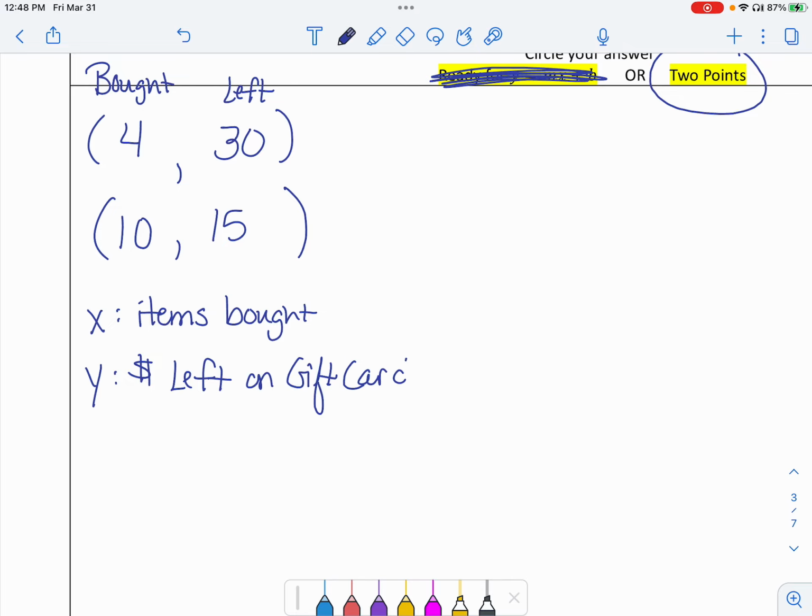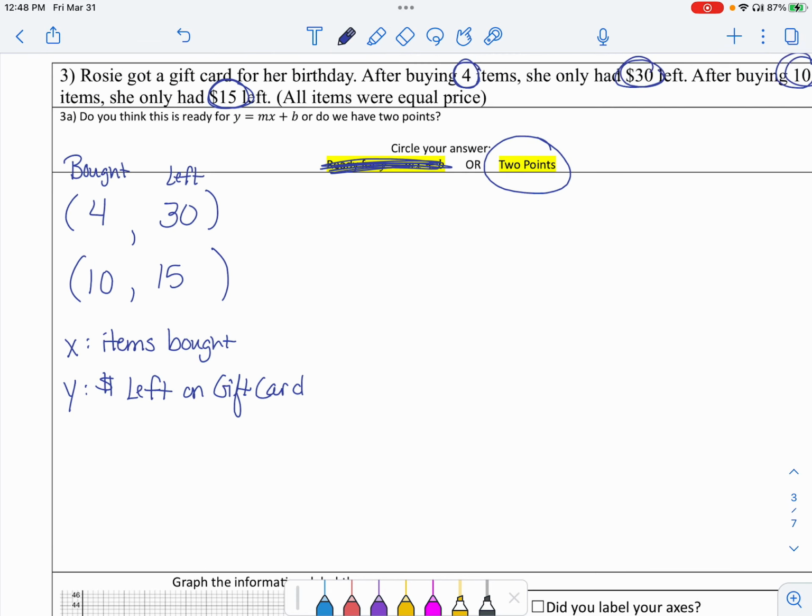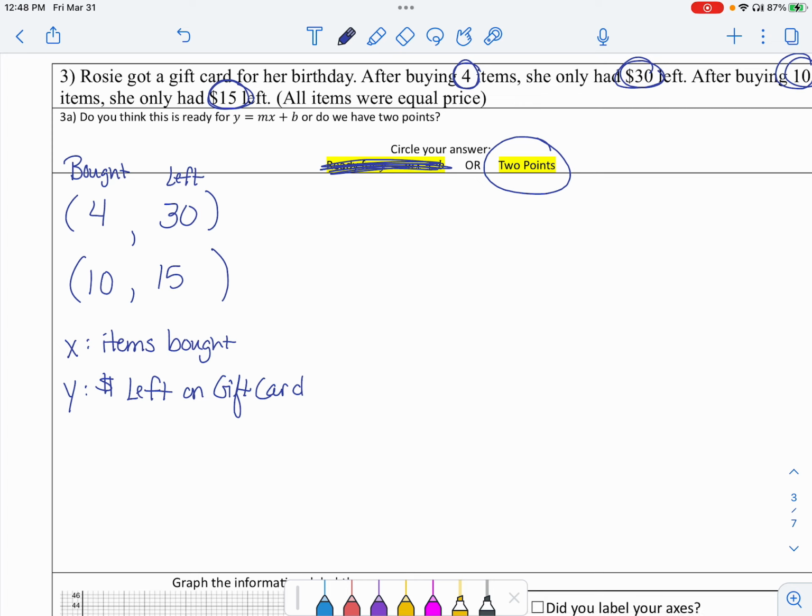Rosie's my daughter, by the way. And I mean, that's not true, but I don't know. I saw it. I was typing this beside her, so I used her name.